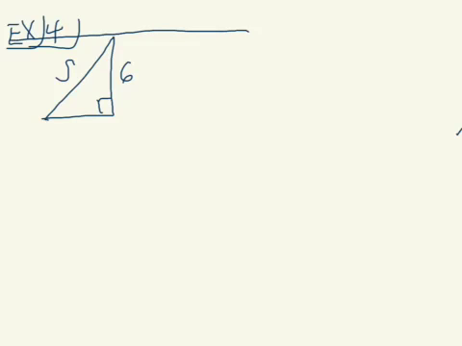And they drew a nice picture, which I might not always give you. They even tell you it's a right angle. They tell you this is S. They tell you this is 6, and I can put that as 6 because that's not changing. The plane is flying along this path, so its altitude is staying 6. They're going to call this x.